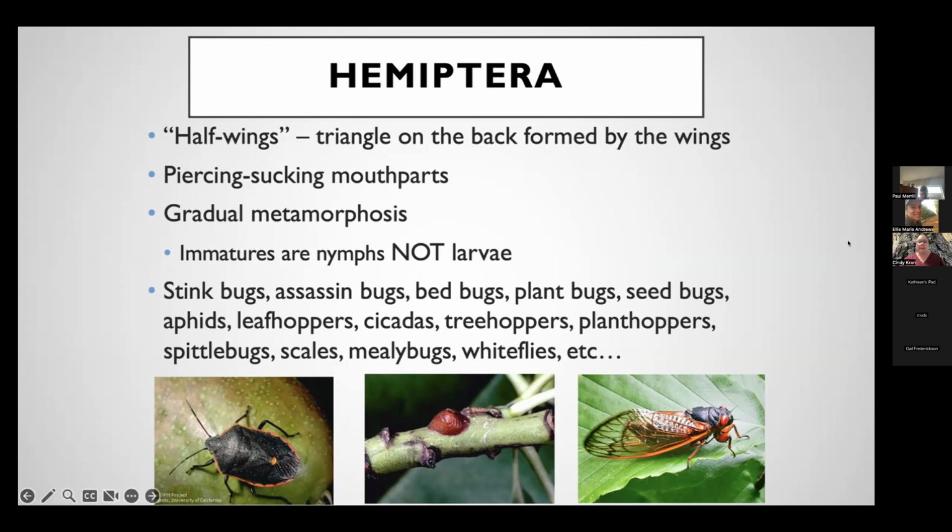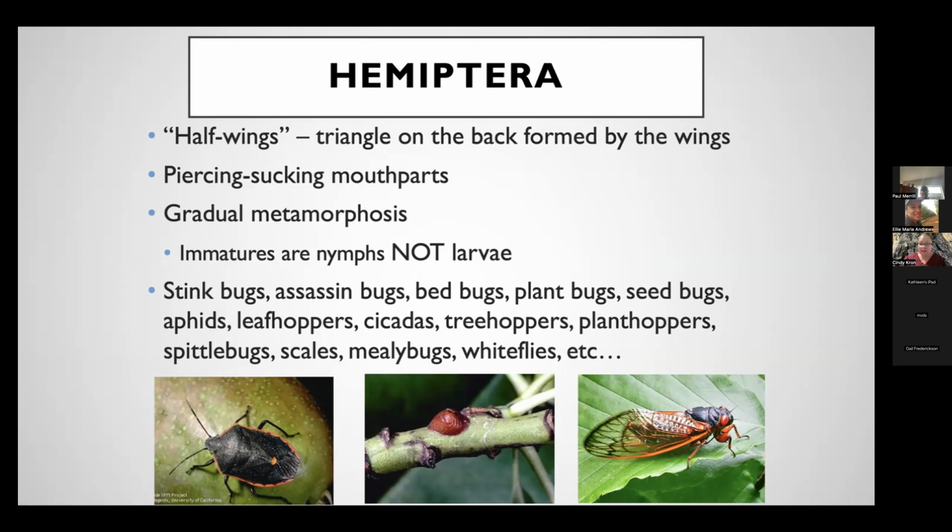Appreciate it. Okay. Hemiptera. Let's break down what does that mean. Hemiptera means half wings. And it's because of this triangle in the back that's formed by the wings. The forewings, you have the hind wings that you see sticking out at the very bottom, and the forewings are wrapped over, but it doesn't cover the whole back of the abdomen. So they're called hemiptera. Hemi, meaning half, and then wings.